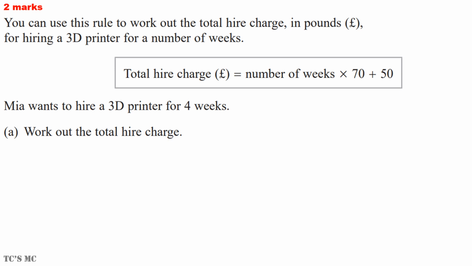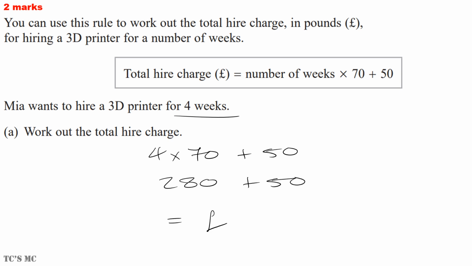You can use this rule to work out the total hire charge in pounds for hiring a 3D printer for a number of weeks. Mia wants to hire a 3D printer for 4 weeks. Work out the total hire charge. We need to do 4 multiplied by 70 add 50. By writing this, we have 1 mark. We then go on to work it out and we get £330. Remember, you must write out your method.